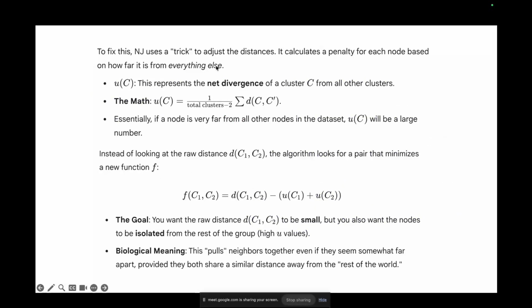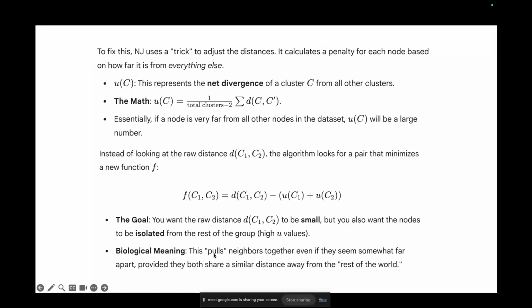So yeah, there are some tricks that it uses to penalize certain distances. It calculates a penalty for each node based on how far it is from everything else, right? So for that, it uses this particular term, clusters minus 2, in the distance function. And instead of looking at the raw distance, this looks at the pair that minimizes this particular function. As I said, you would want the raw distance to be small, but you'd also want the nodes to be isolated from the rest of the groups.